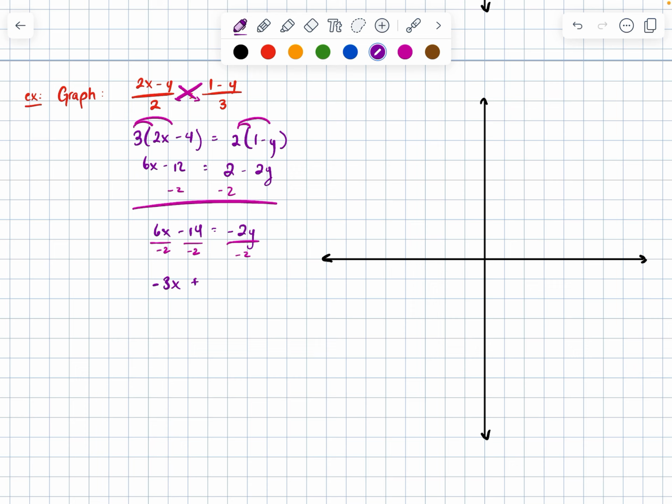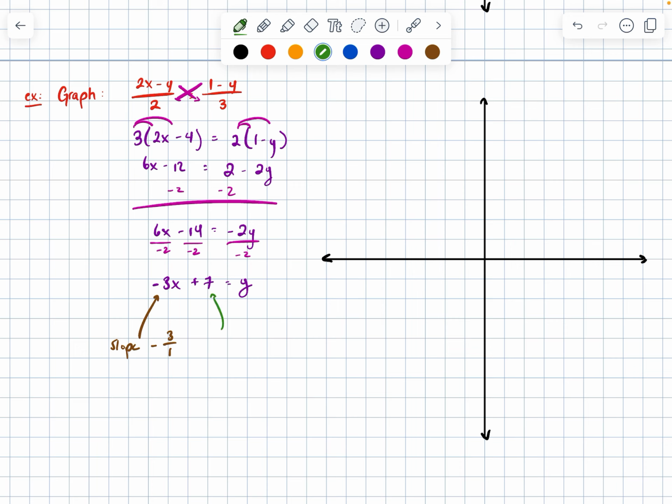6 divided by negative 2 would leave me with negative 3x. Negative 14 divided by negative 2 is positive 7. And then negative 2y divided by negative 2, well, that just leaves me with y. Notice, even though my order is flipped, I'm still in slope-intercept form. I know that my slope here is still negative 3.